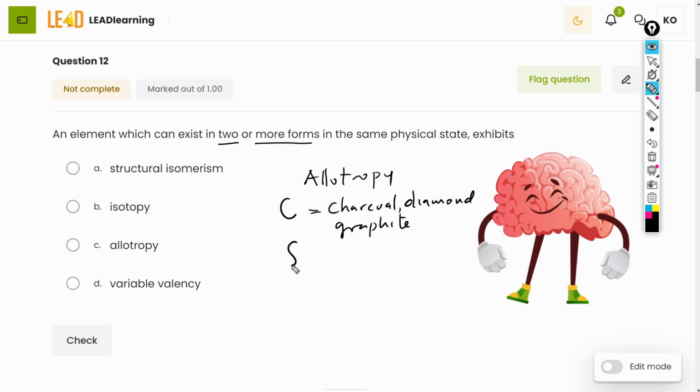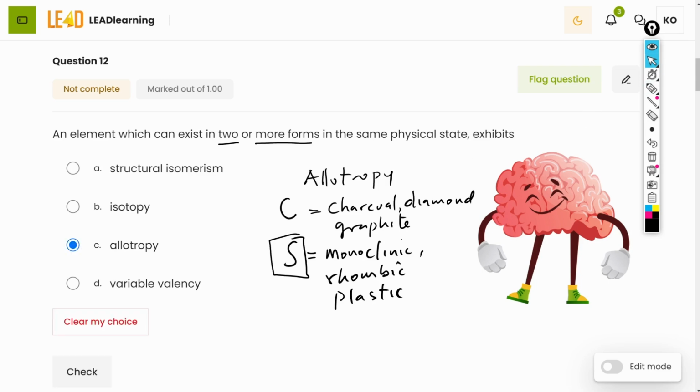Another unique example is sulfur, where we can see monoclinic sulfur, rhombic sulfur, plastic sulfur. Now, they are all forms of the same element, sulfur. So our answer is allotropy. Option C.